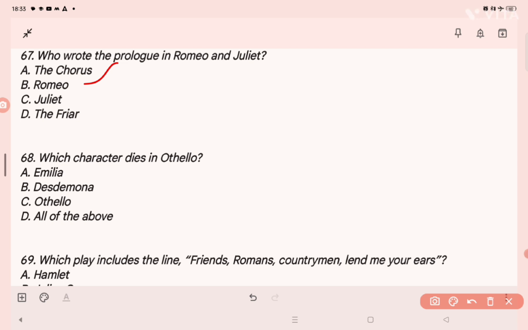Which character dies in Othello? Emilia, Desdemona, Othello, all of the above. In Othello, Emilia, Desdemona, and Othello all die by the end of the play.